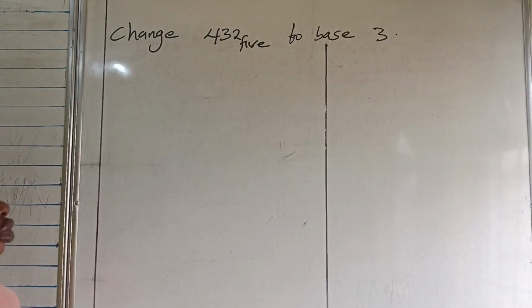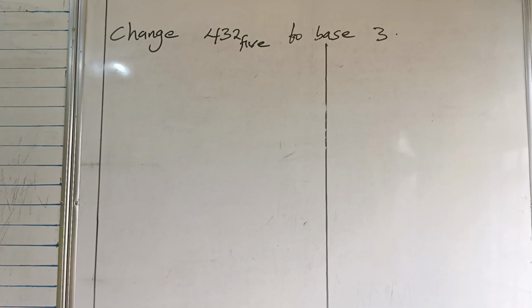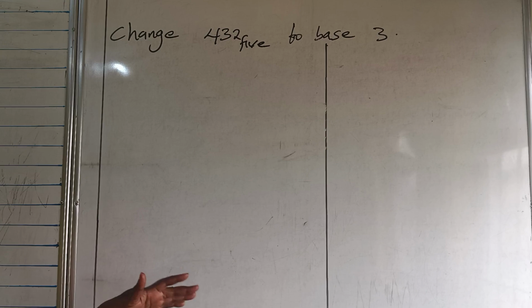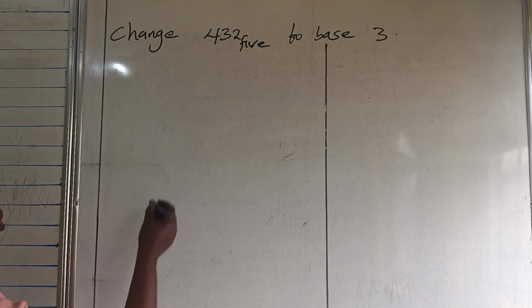Change 432 base 5 to base 3. So this is conversion from base 5 to base 3, conversion from one base to another base. But before we can convert from base 5 to base 3, we have to convert from base 5 to base 10 first. Then from base 10 we convert to base 3.